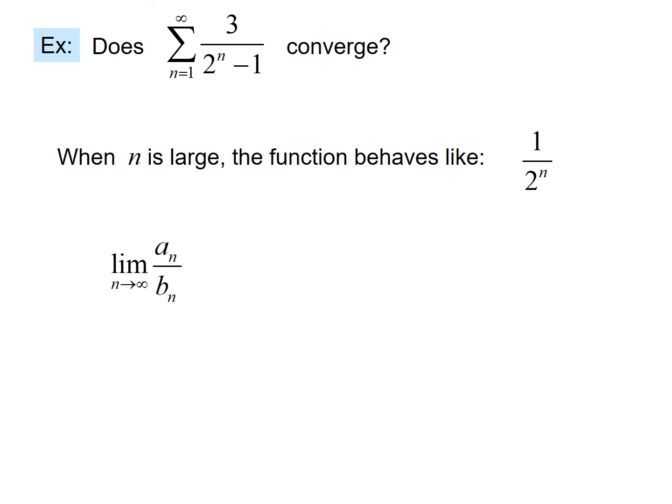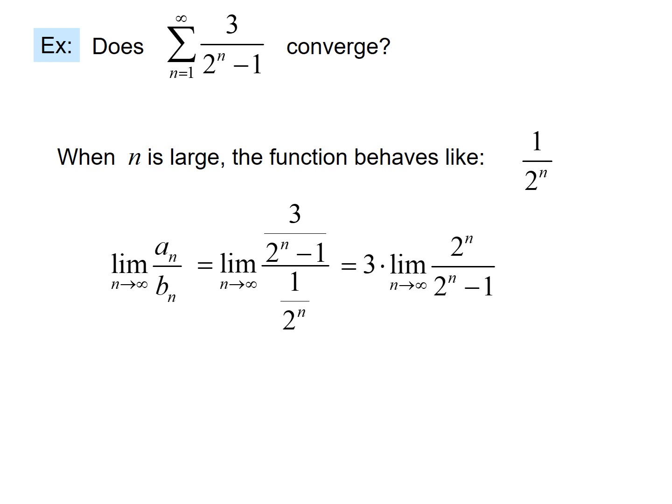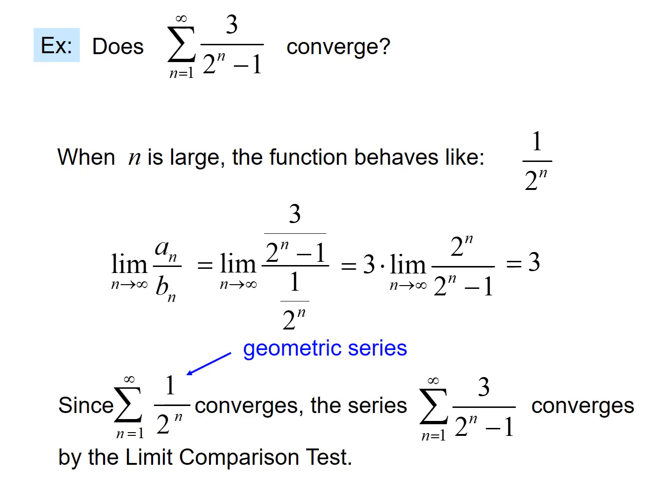So I'm going to compare to 1 over 2 to the n, take the limit as n goes to infinity of the original over the one I'm comparing it to, use some algebra to rearrange things. I can bring that 3 to the outside, and this limit equals 3. That's a value greater than 0, less than infinity. Since 1 over 2 to the n converges, being a geometric series with common ratio less than 1, the series that we started with must also converge by limit comparison test.